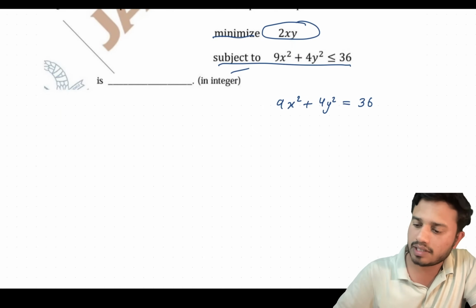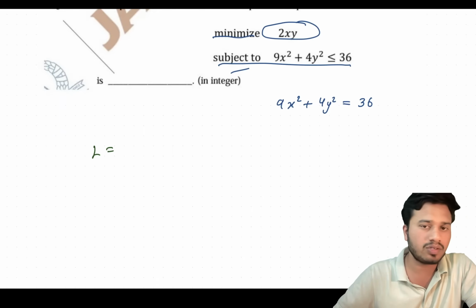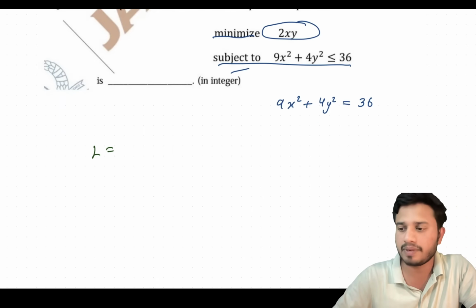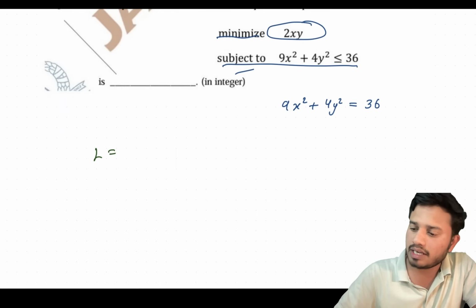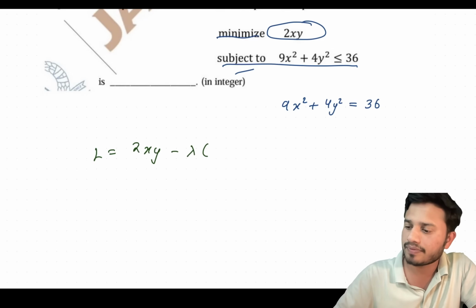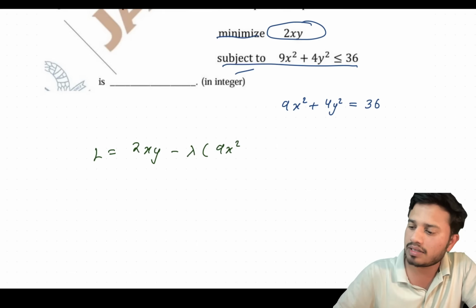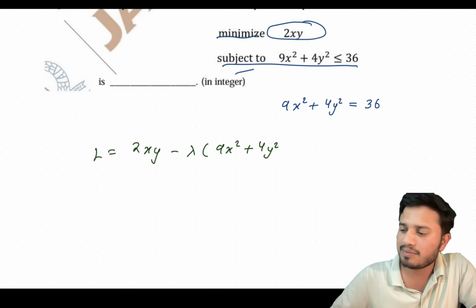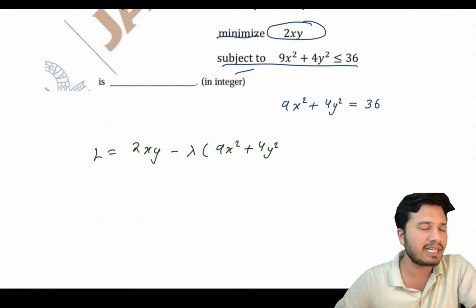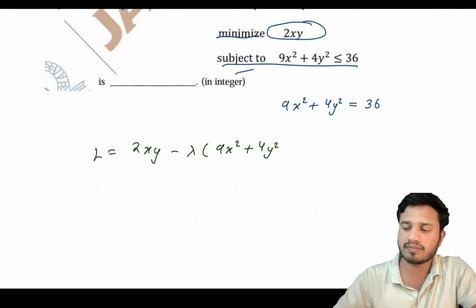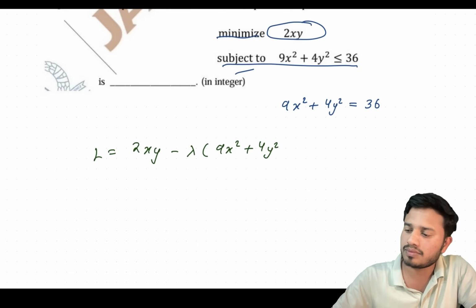Let us denote L, a whole function, lambda multiply. Just take 2xy minus lambda times the square for y square. Take minus 36 on this side and write it here, or you can just leave it on. Okay to write, doesn't matter. So this is our L.